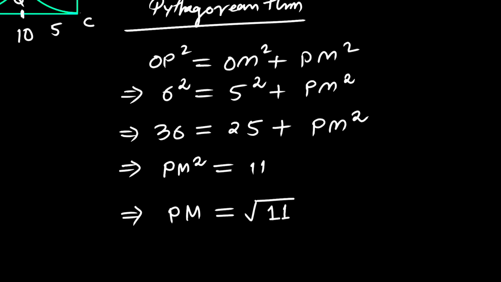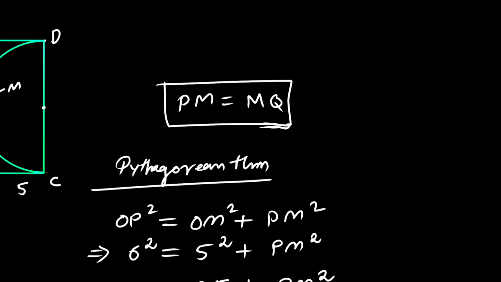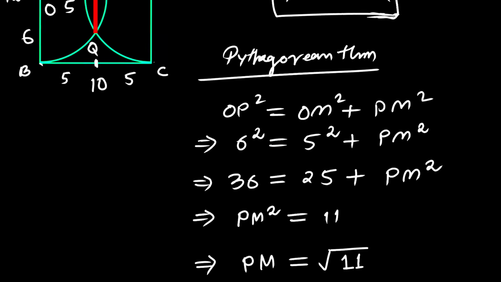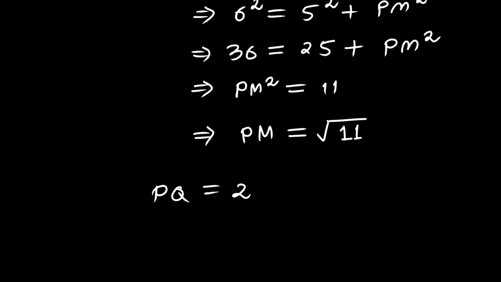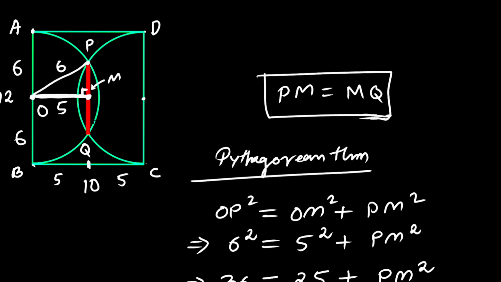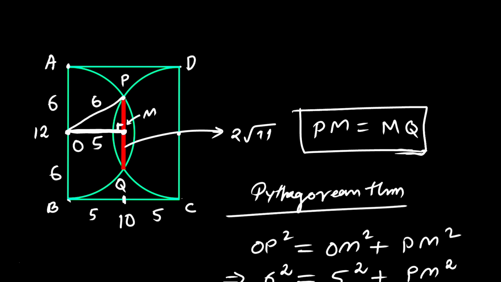Remember what we established earlier. Since M is the midpoint of PQ, the entire chord is made up of two equal pieces. Therefore, PQ equals 2 multiplied by square root of 11. And that gives us the final answer. PQ equals 2 square root of 11 units. Notice how the whole problem comes down to identifying a right triangle and applying the Pythagorean theorem correctly.